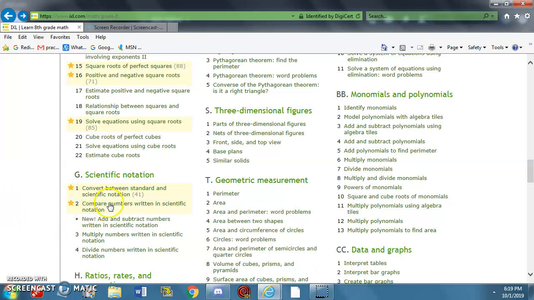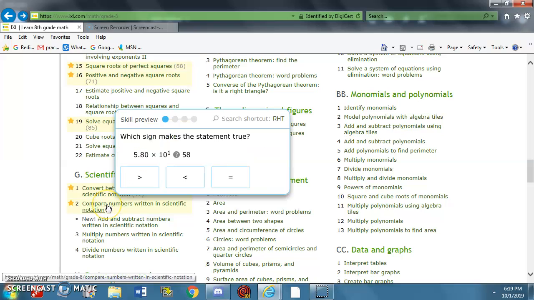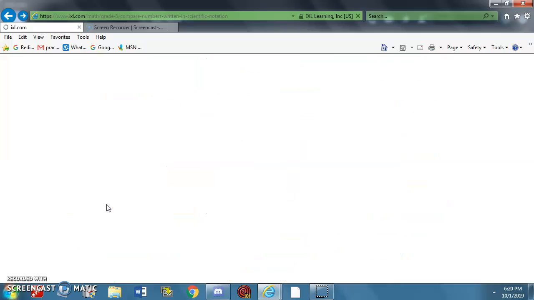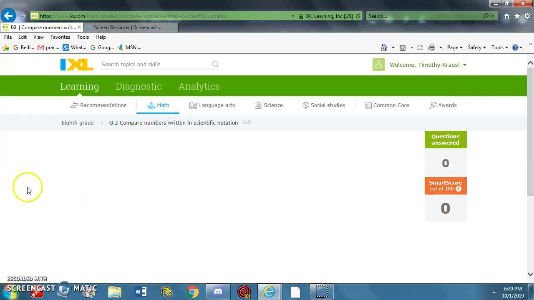Comparing numbers written in scientific notation. Let's check this out. I didn't even start this one. These things are tomorrow for my class, but I'm not gonna tell you, because then you'll figure out where I go. But you already know my name. It doesn't really matter. Actually, no, it does.